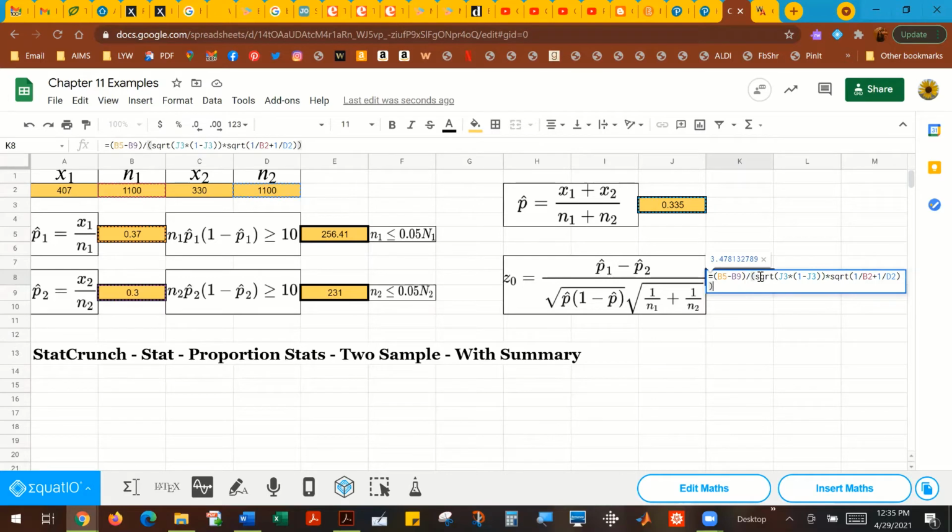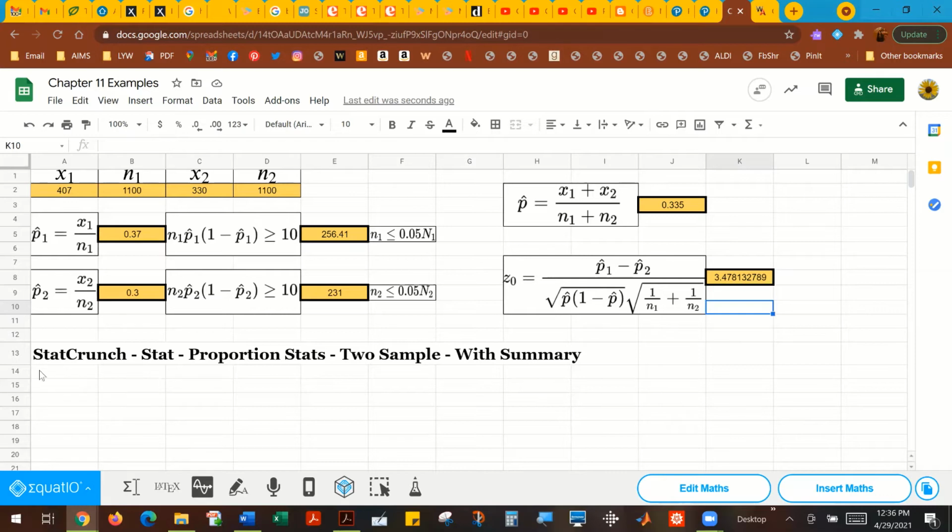So I've already pre-programmed this formula in here. As soon as we got done calculating the other numbers, your test statistic would be calculated. And you can see this number is coming out to be 3.478, and then it keeps going from there. So this is one way you can calculate your test statistic, by using this formula. And this is from your textbook that I've copied over here.